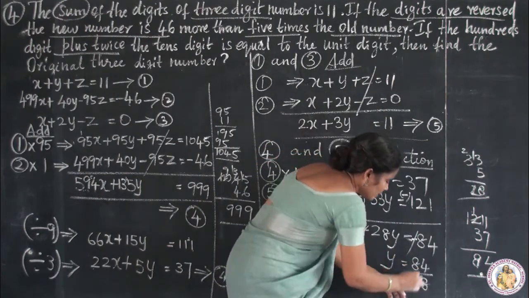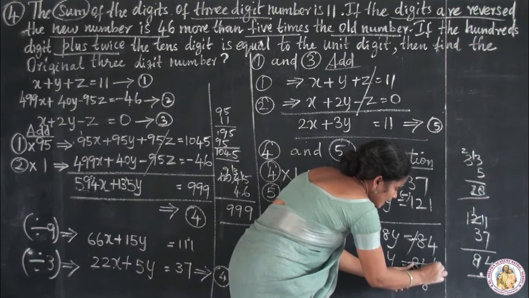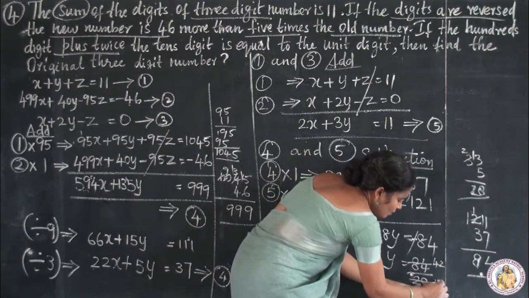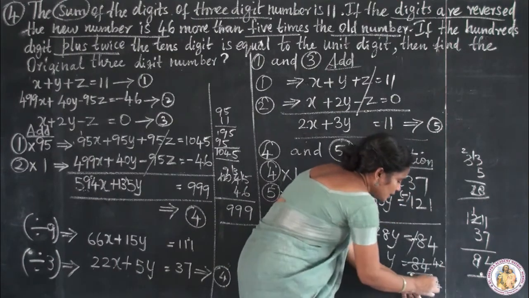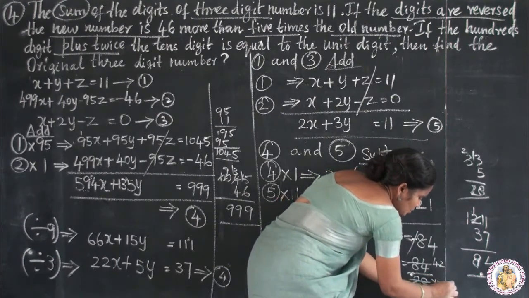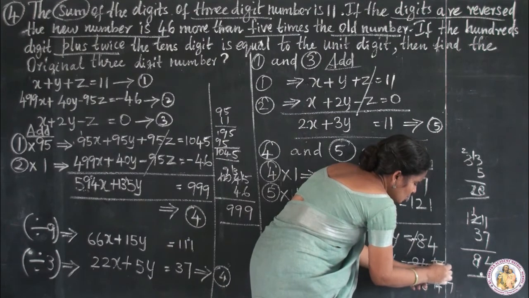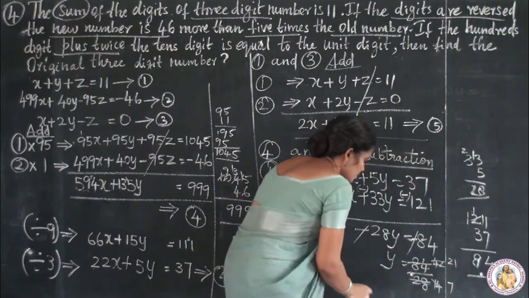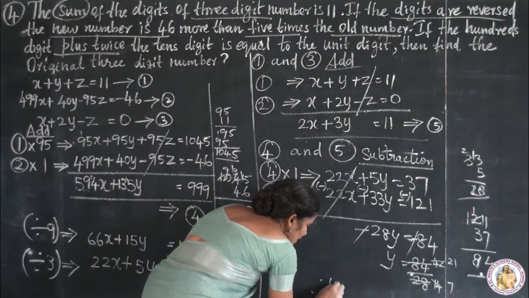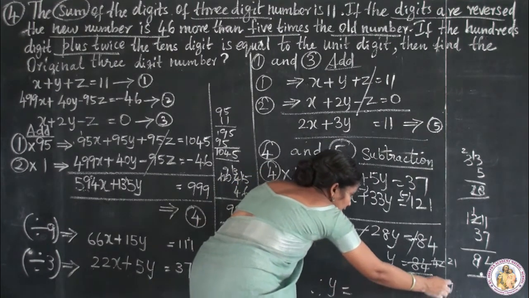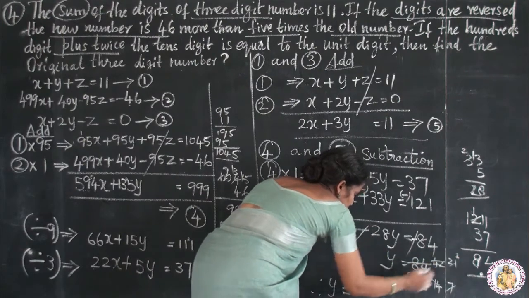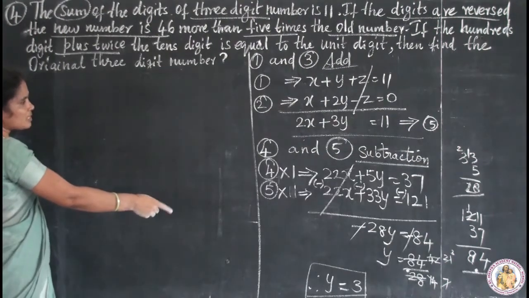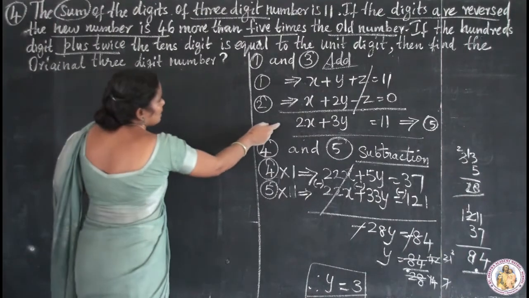We go with two tables. 4 2s are 8, 2 2s are 4. 2 1s are 2, 4 2s are 8. Again in two tables, 2 sevens are 14. So therefore y is equal to 3, 7 threes are 21. So y is equal to 3. Now let us substitute y is equal to 3 in fifth equation.